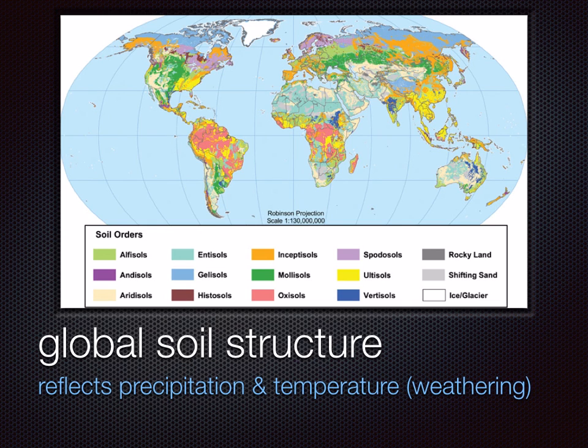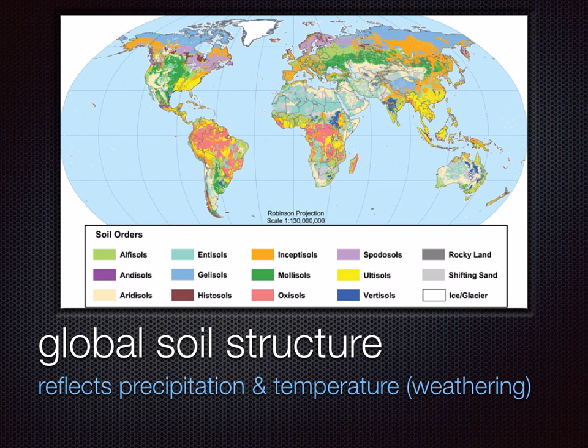And taken as a whole, the soil structure anywhere on our planet is reflective of the precipitation and the temperature, which are both key factors in the rate at which parent material is weathered, and therefore dictates the structure of soils within any part of the globe. So global soil structure is really dictated by climate. How much rain do we have? How warm is it? How cold is it?